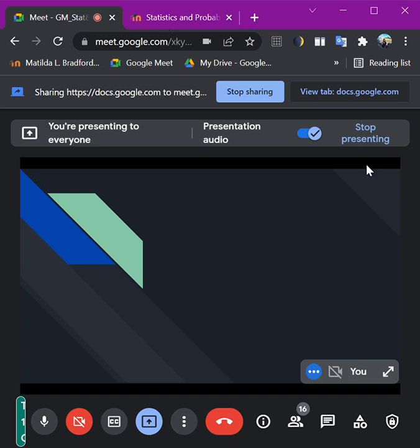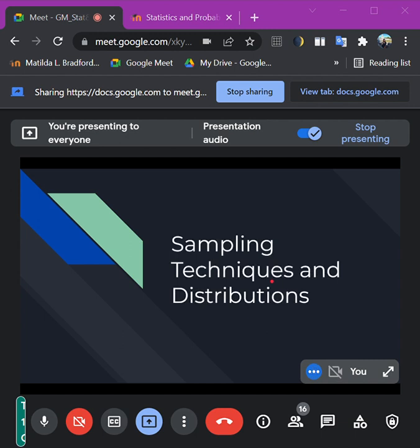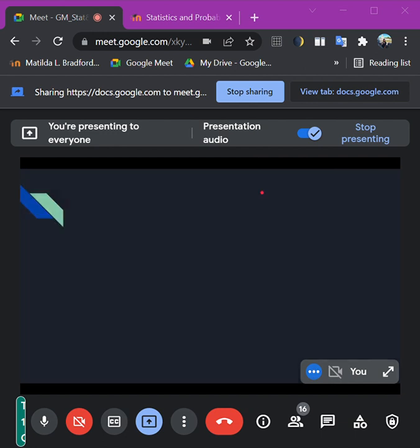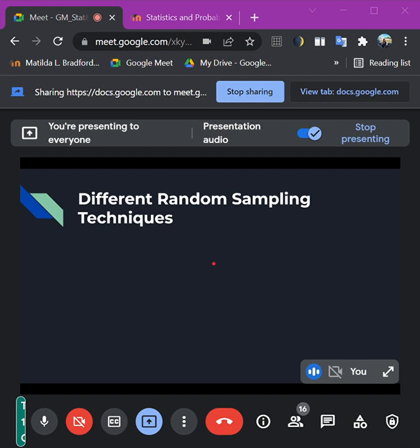Okay, so our lesson for today is all about sampling techniques and sampling distributions. This is divided into three subtopics. Let's start first with our sampling techniques. So what are these sampling techniques? We have here our different random sampling techniques, and let's start with its base.